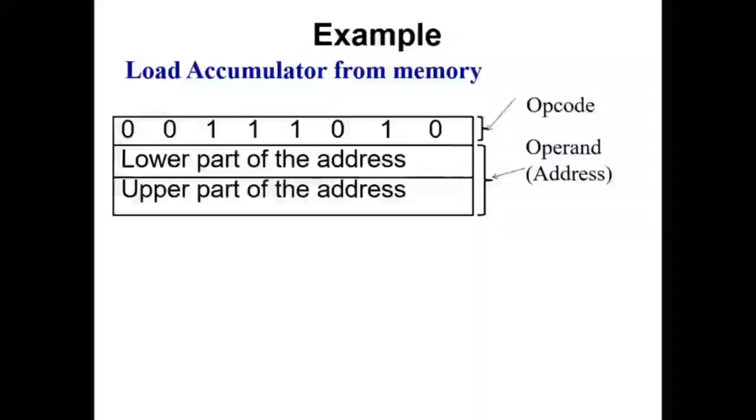lower part. So if I want to load the accumulator from memory location 856D, I will write the opcode 00111010, which I think is 3A. That is the opcode. Then I mention the lower part of the address, which is 6D. And then I mention the upper part of the address, which is 85. Okay. Am I clear?